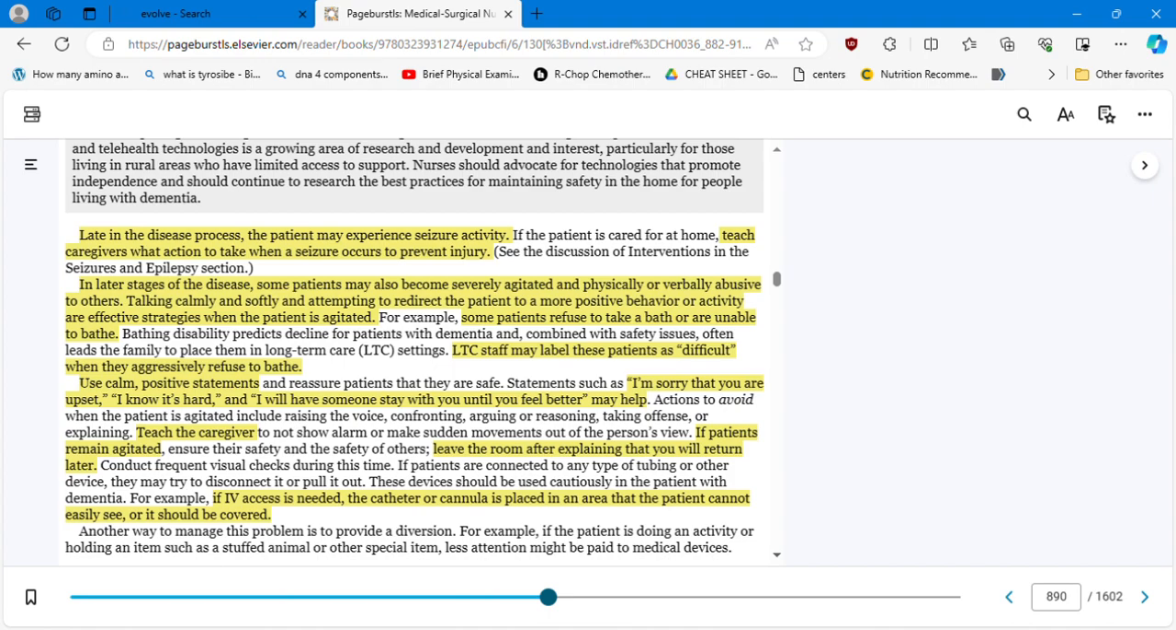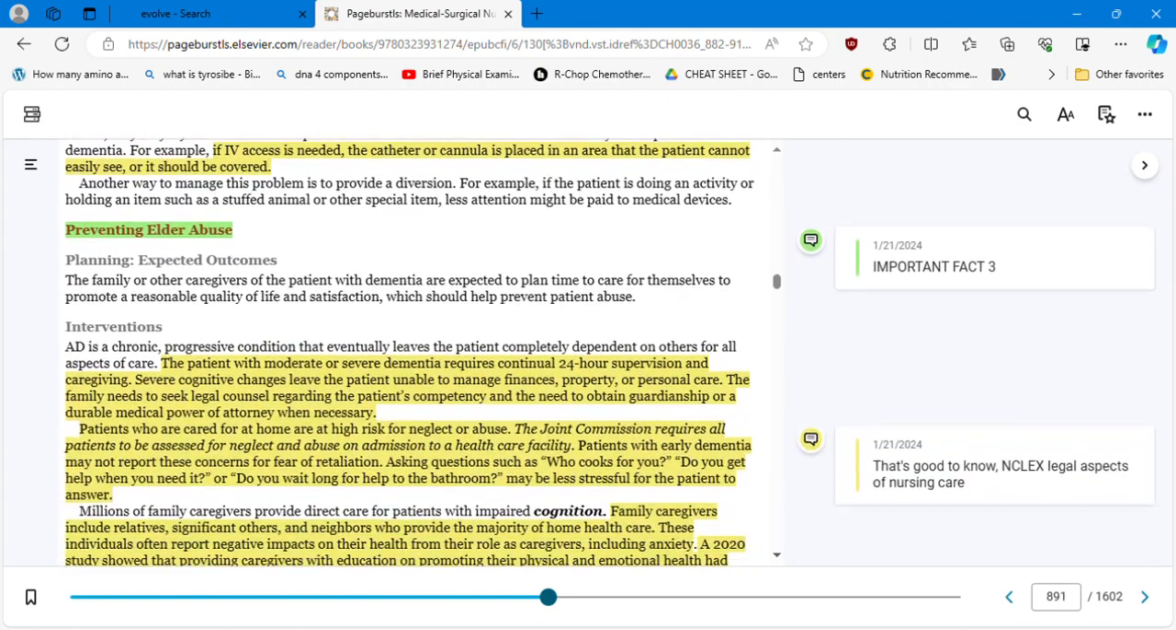If IV access is needed, the catheter or cannula is placed in an area that the patient cannot easily see, or it should be covered. This is very hard, right? Sometimes you put the IV and then you cover it with a specific fabric. But when the patient is agitated, they are going to start removing everything. So you have to keep an eye and try to be understanding, and try to cope and validate the patient's feelings, right? That's the best part and the most important.